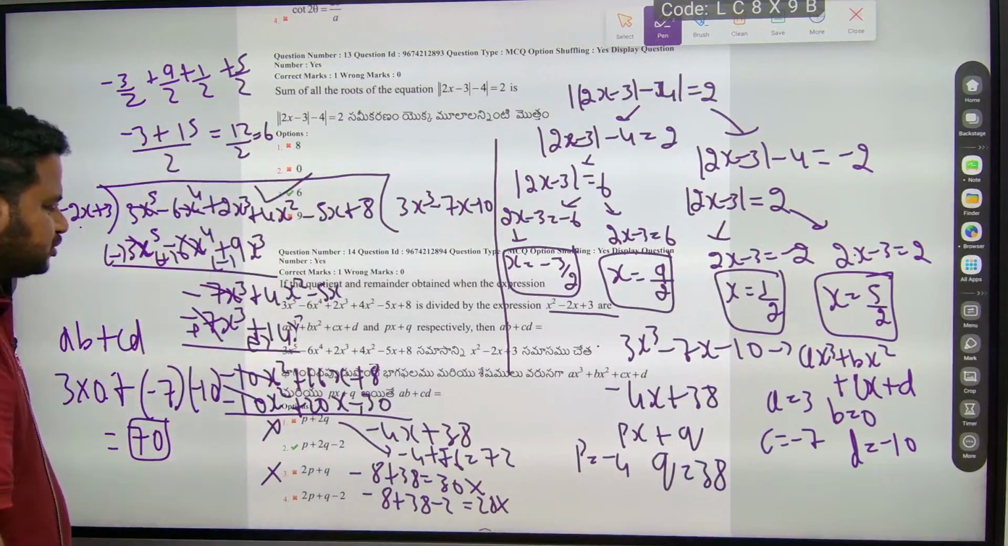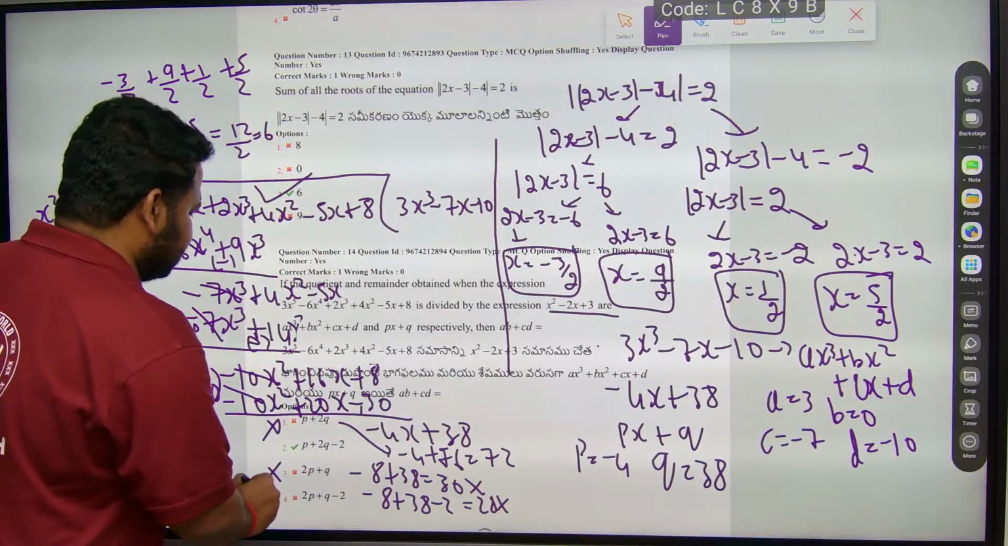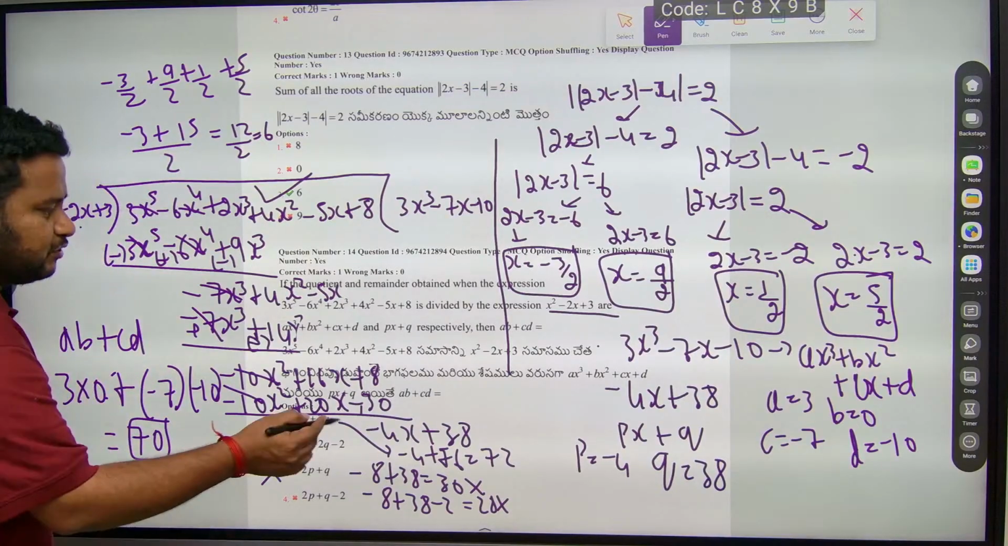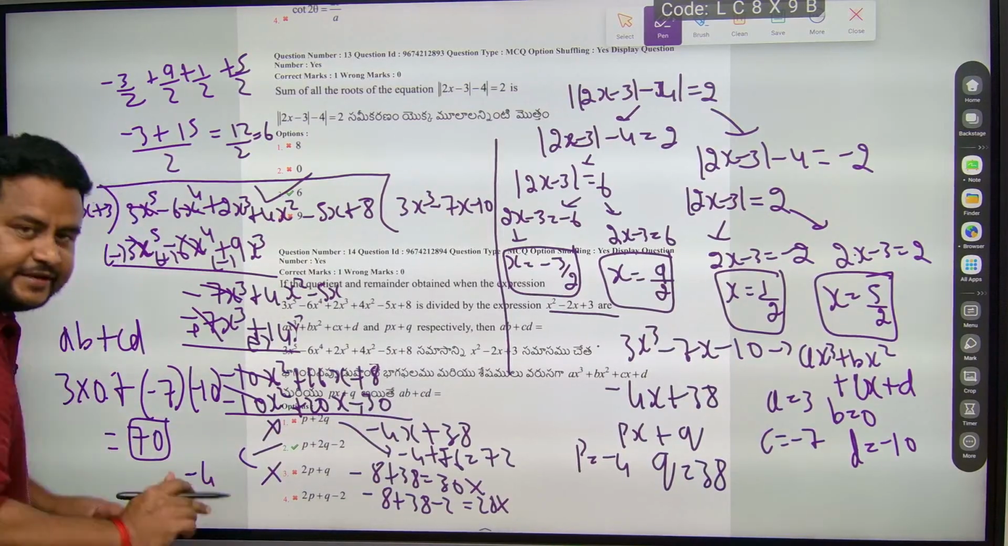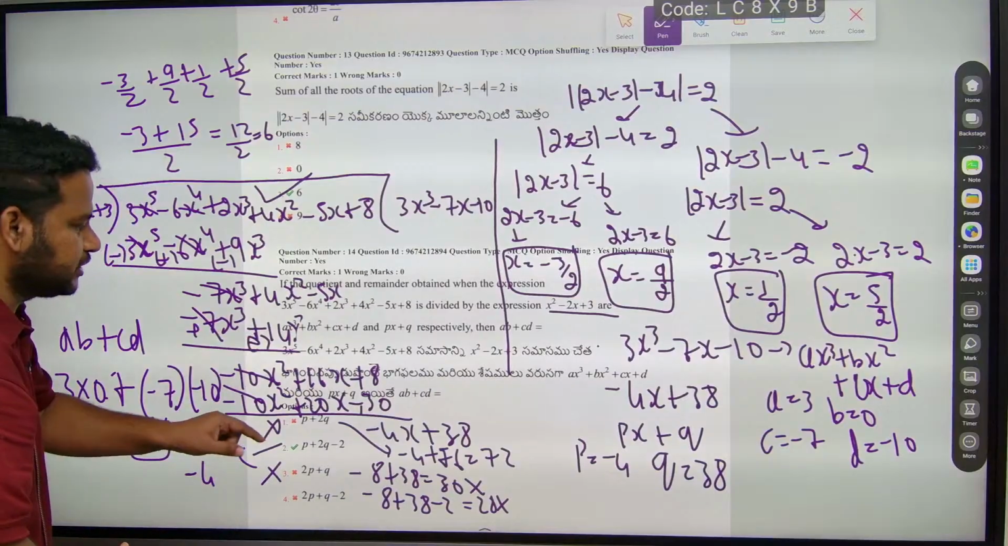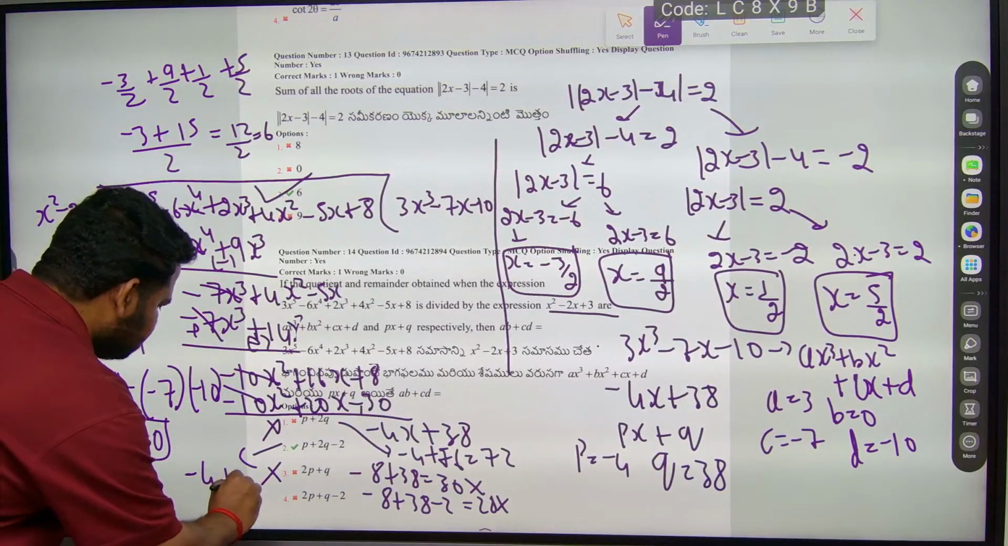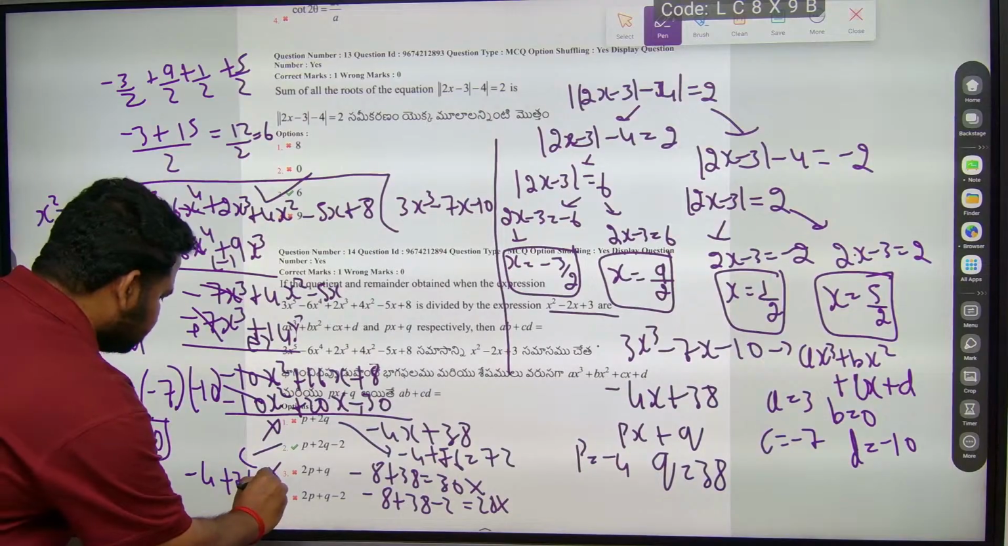But look at the second option. Second option is what? P plus 2q minus 2. So P plus 2q. P is what? P is minus 4. Next, 2q is what? 2q is 76. 76 minus 2. So this gives me what?